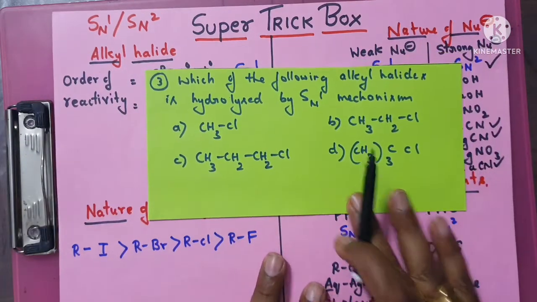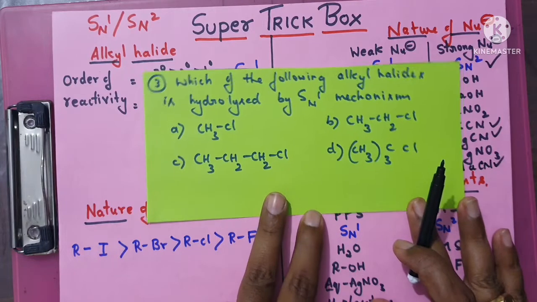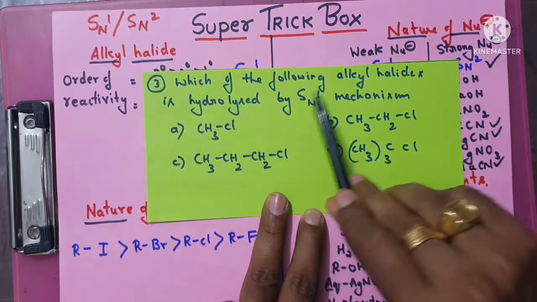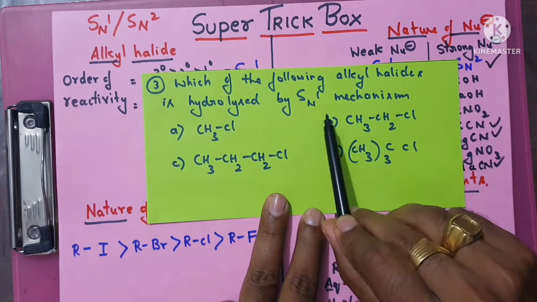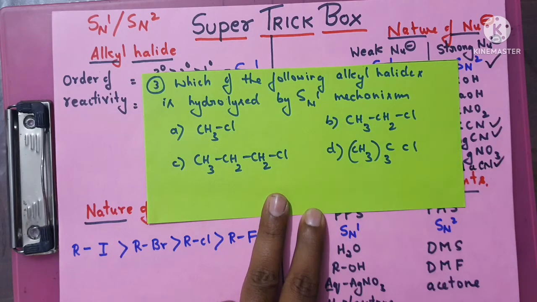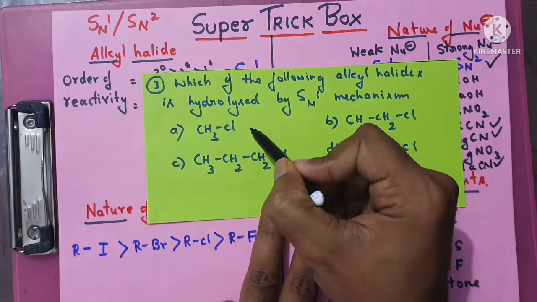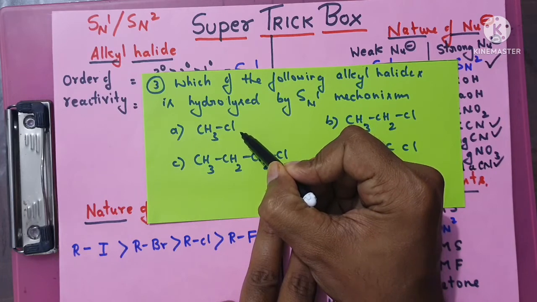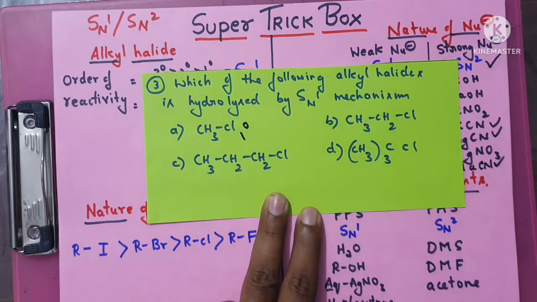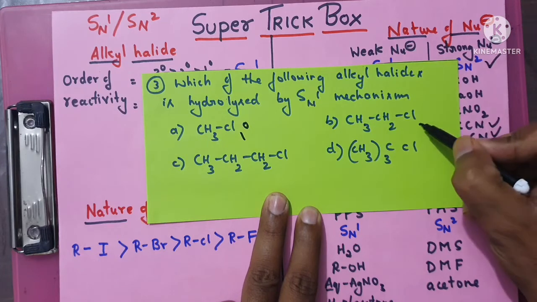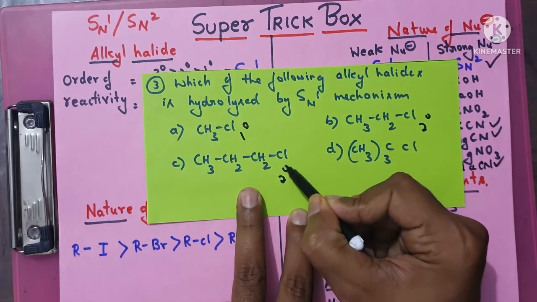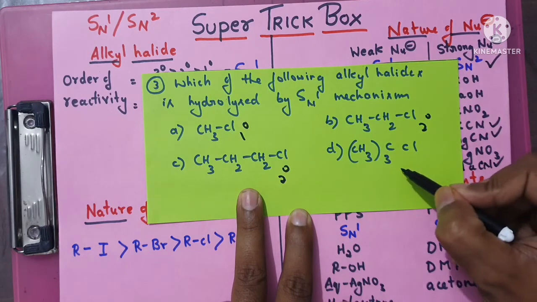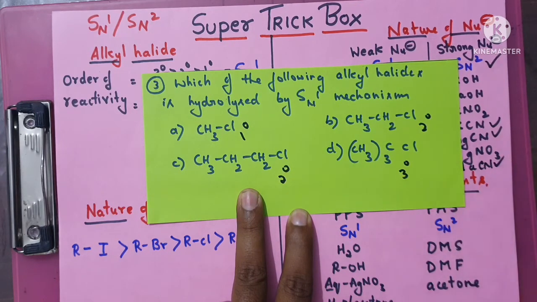In this question, children, it's a very easy question. You can do it. Which of the following alkyl halides are hydrolyzed by SN1 mechanism? In this question, this is a primary alkyl halide, this is a secondary alkyl halide, and this one is a tertiary alkyl halide.